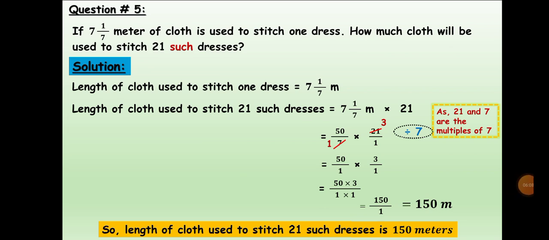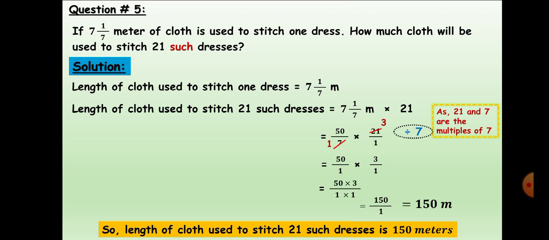So question number 5 is: if 7 whole 1 over 7 meters of cloth is used to stitch one dress, then how much cloth will be used to stitch 21 such dresses? Here the word "such" tells us that you have to do multiplication. So the solution is: the length of cloth used to stitch one dress equals 7 whole 1 over 7 meters. Then the length of cloth used to stitch 21 such dresses equals 7 whole 1 over 7 meters multiplied by 21.